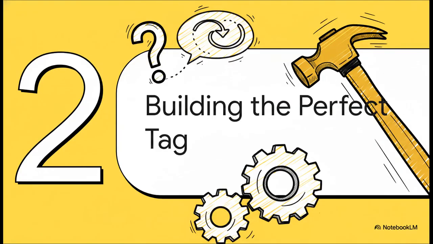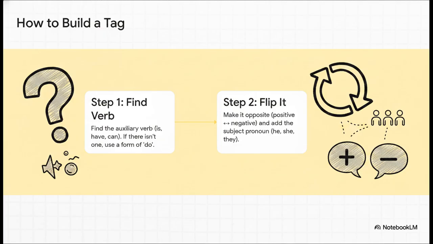All right, we've got the golden rule down. But how do you actually build the tag? What words do you use? Let's break it down. It's really just a simple two-step recipe. So, step one, you need to find the special helping verb in your sentence. These are words like is, are, have, will, can. Now, what if there isn't one, like in the sentence, you like coffee?